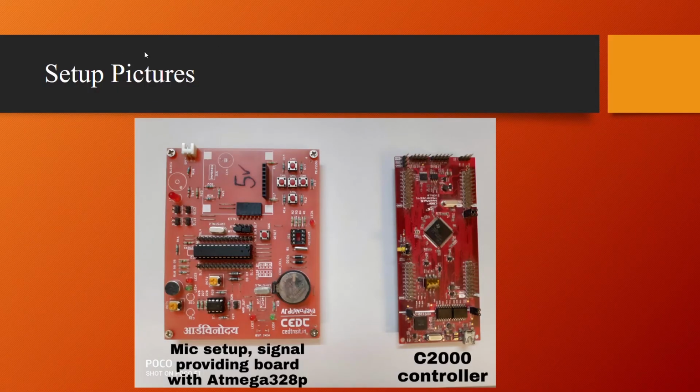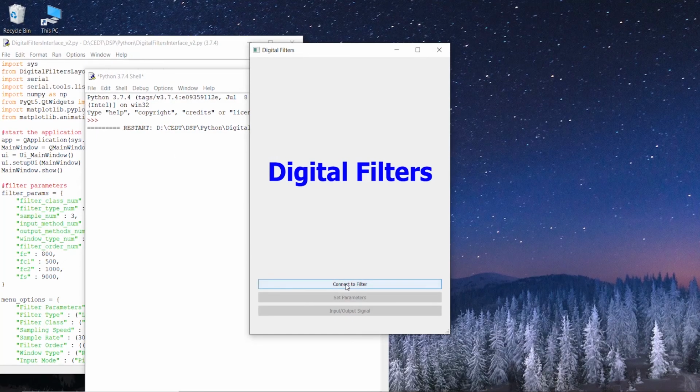So after the digital resonator, we are going to show the implementation of the digital filters. The bigger board contains the mic setup and is used to give input signal. The smaller one is the C2000 controller, which is optimized for DSP. A digital filter is a system that performs mathematical operations on sampled discrete time signals to reduce or enhance certain aspects of that signal. We have implemented FIR and IIR filters on C2000.